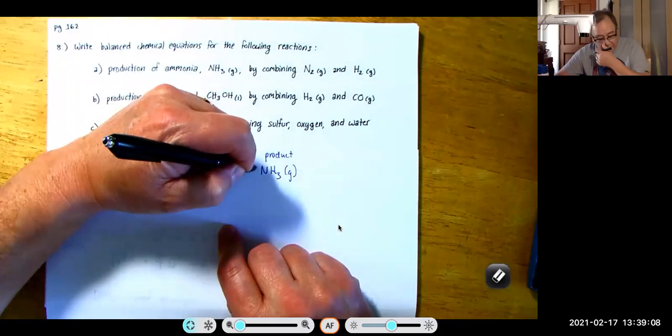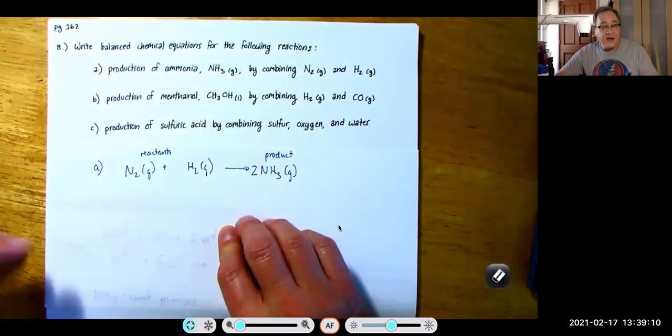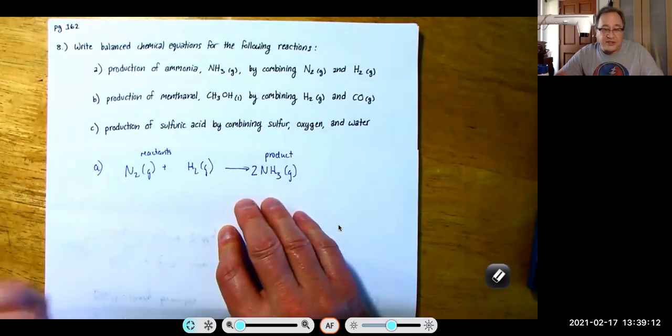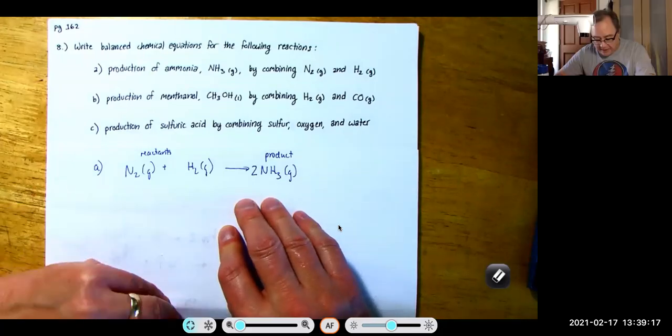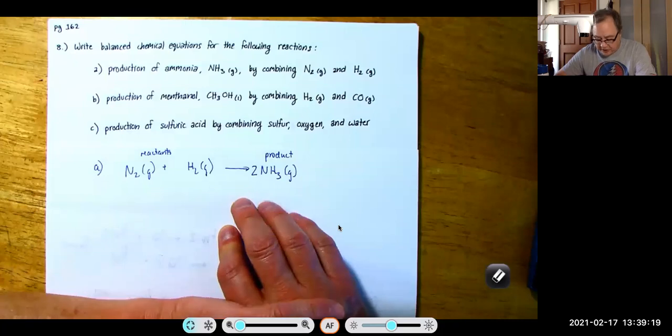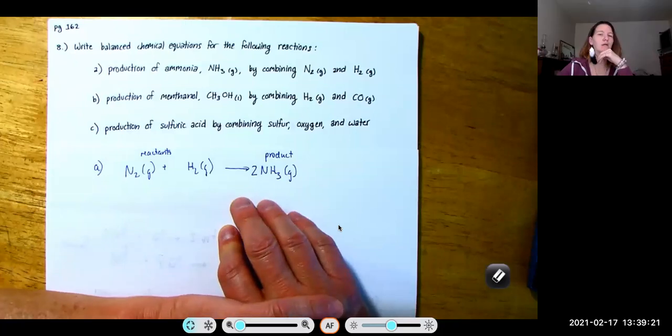Okay. So here we want to get used to the terms. You want to say, put a coefficient of 2 on NH3. Right. Okay, great. How do the hydrogens look? Not balanced. So what do you want to do?